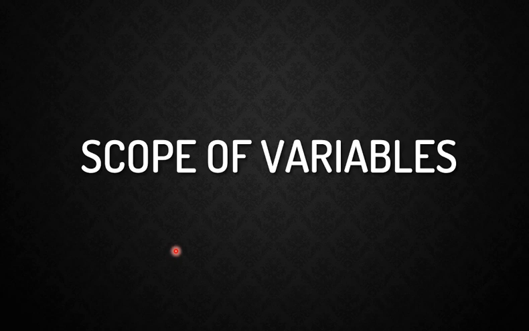The topics that we will be covering in this tutorial are: first we'll discuss the definition of scope in a general context and in a programming context. After that we'll see how many types of variables there are on the basis of scope, and we'll discuss each one of them in detail with the help of examples. So let's start the video and stay tuned with me.